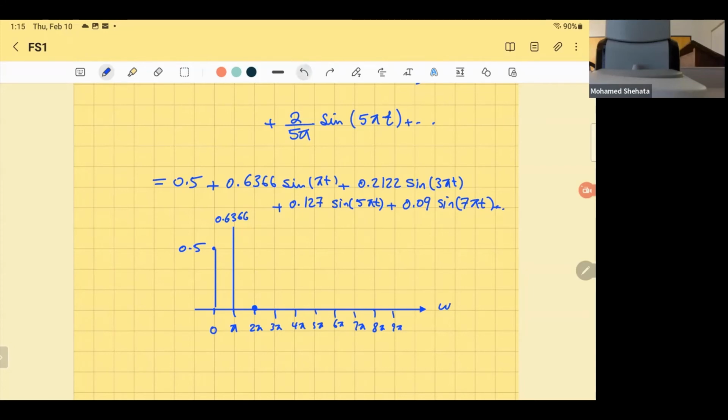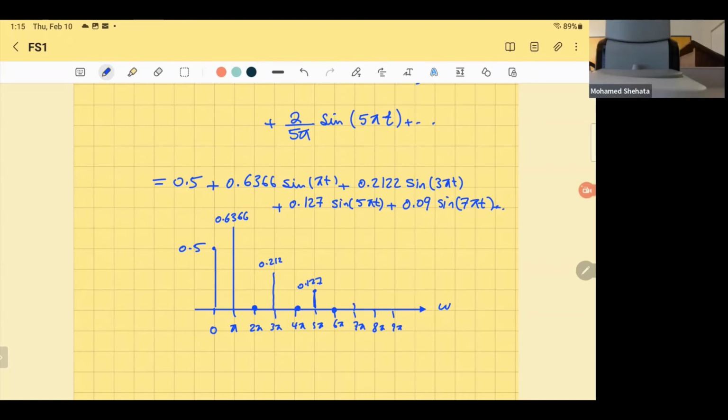What I'm doing, that would be here. That's almost 0.2, say. That's 0.212. What about the fourth? 0. The fifth? 0.127. What about the sixth harmonic? 0. The seventh? 0.09. See, can you see it?